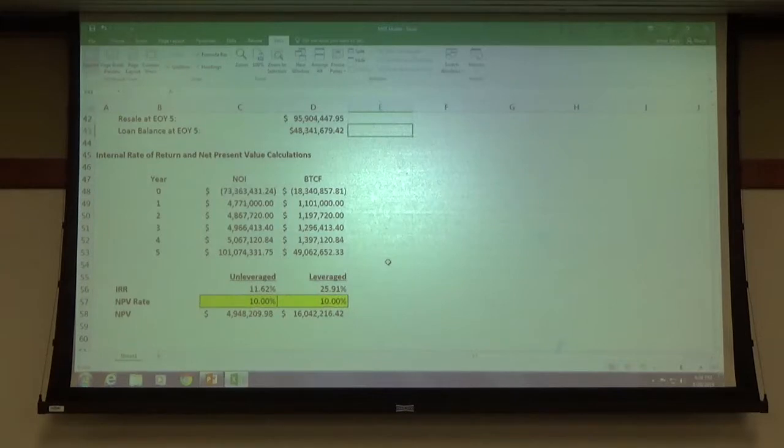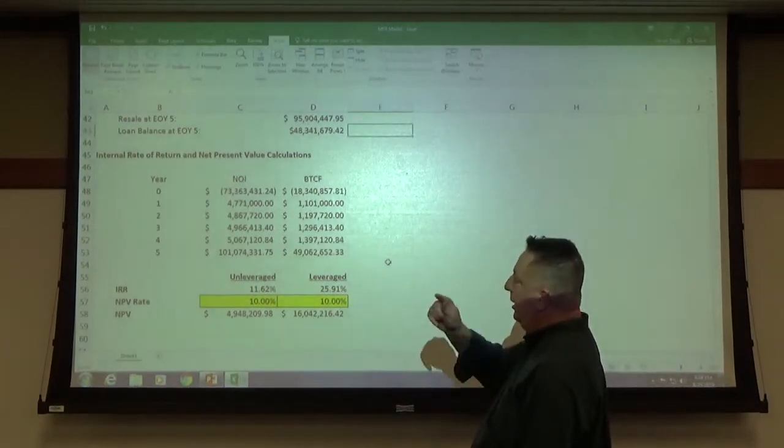Now, of course, you could have the complete lose-lose situation. You buy it, it makes no money, loses money every single year, and then you sell it 5 years later at a massive loss, and you've lost everything. Okay? That's also possible as well. Okay?